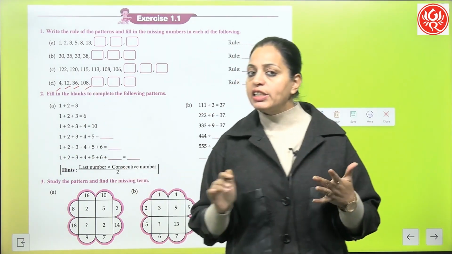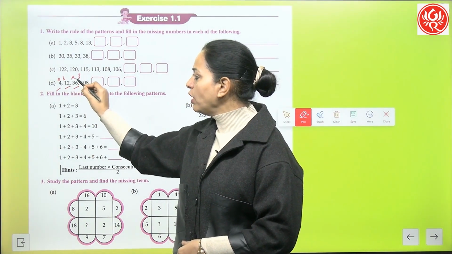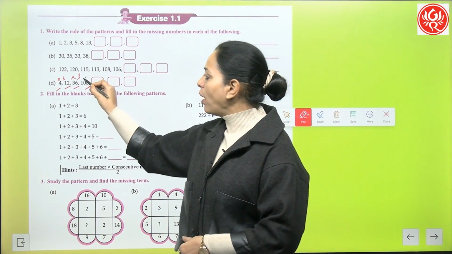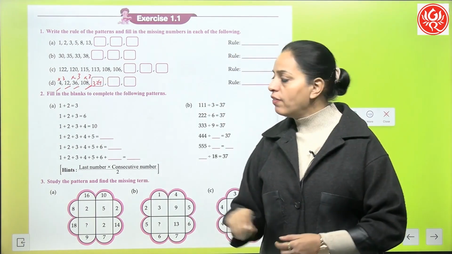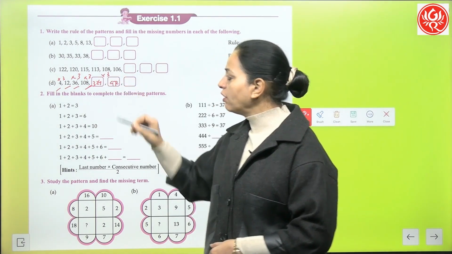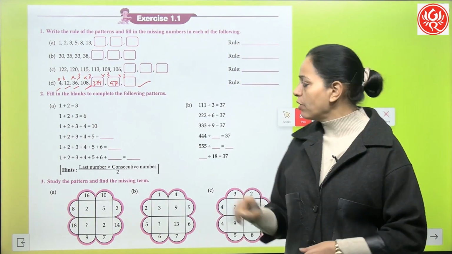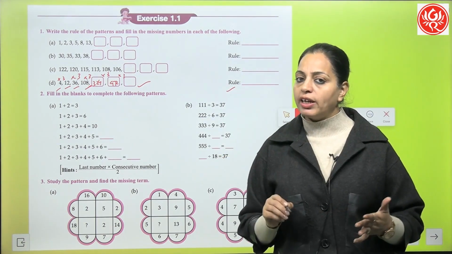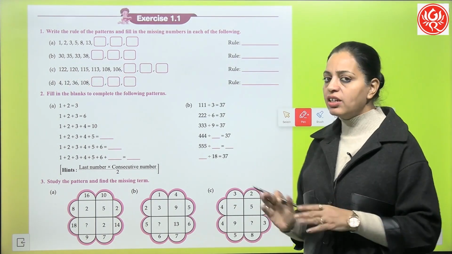Okay. Now here, D part: 4, 12, 36, 108. So how are they related to each other? 4 into 3, 12. 12 into 3, 36. 36 into 3, 108. Now 108 into 3, what will you get? 324. Then into 3, what will you get? 972. Then into 3, you will get the last term. So what is the rule? We are multiplying each number by 3 to get the next number. Right? So I hope these are clear to you.